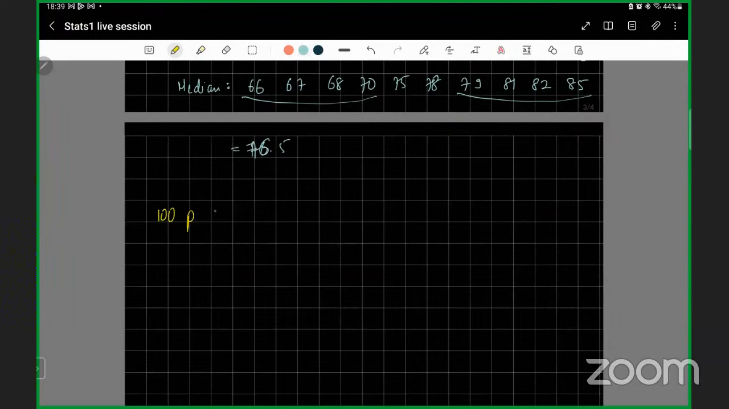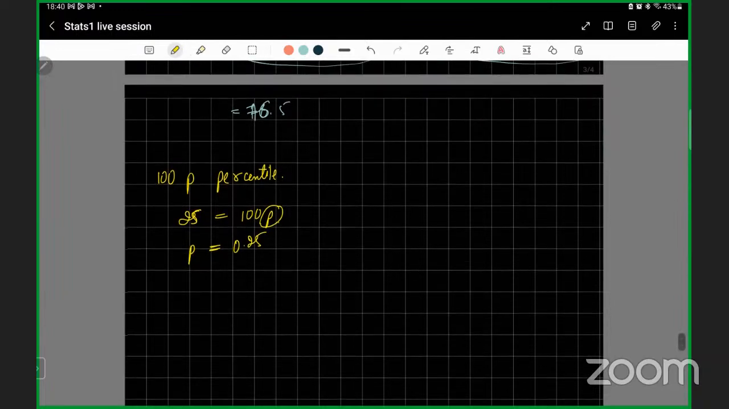We are saying 100p percentile. So let's say I'm interested in the 25th percentile. So 25 should be 100p. So what is the value of p here? What value of p should you put? 0.25. Yes, ma'am.